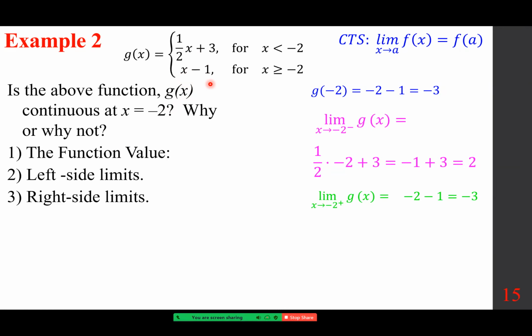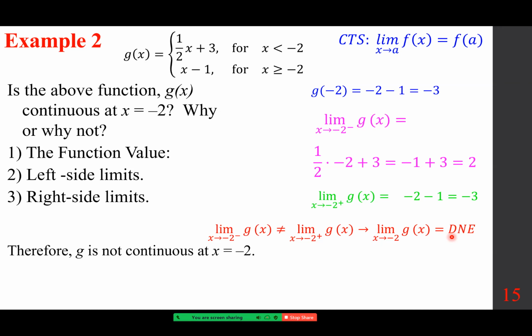So as you can see, the limit does not exist. Why not? Because the two are not identical. The limit of g of x as x approaches -2 from the left is not equal to the limit of g of x as x approaches -2 from the right. Therefore, this limit does not exist. Therefore, g is not continuous at x equals -2. The limit doesn't exist.